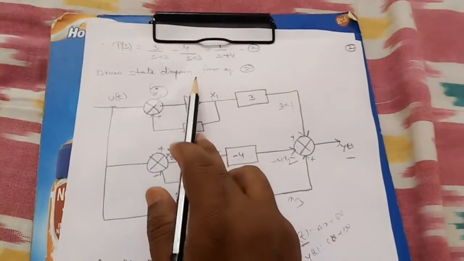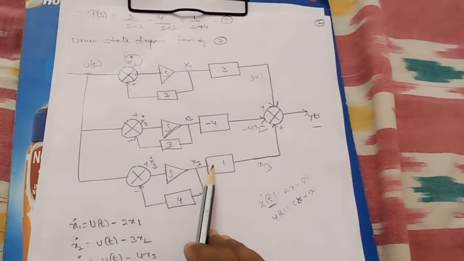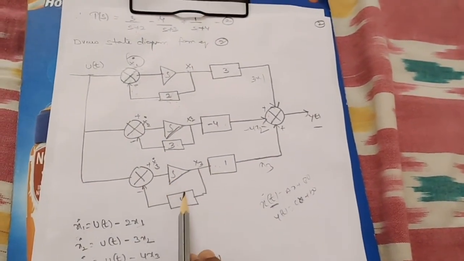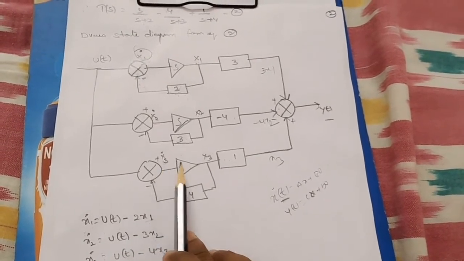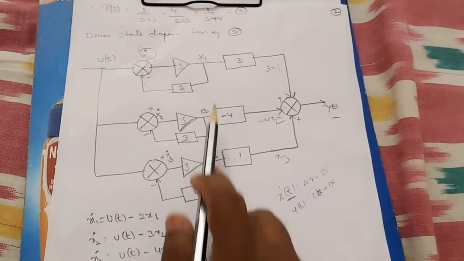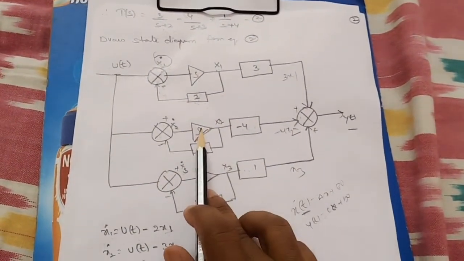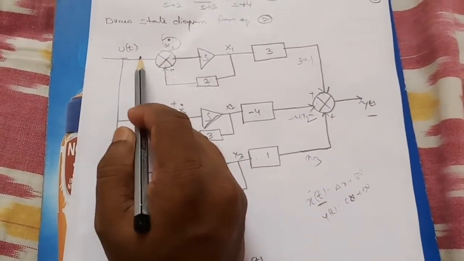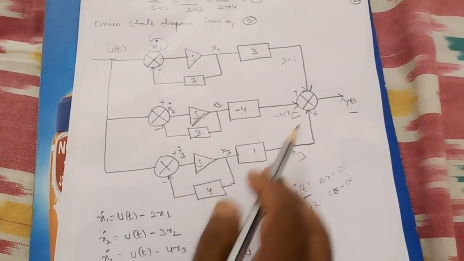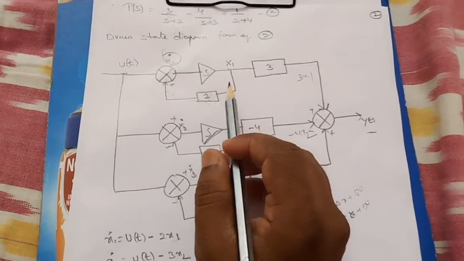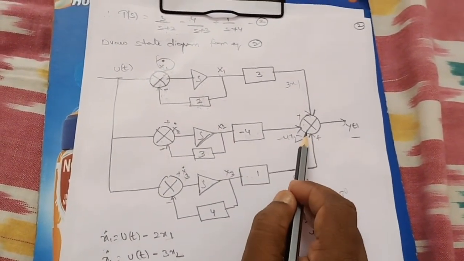Similarly the third one, 1 by s plus 4, is represented like this with these two, and this third one you represent with x3 dot. If you integrate this you will get x3. In this way the total transfer function has been represented in a state model. For everything you have to give the input, that is u of t, for the first, second and third. And finally all these outputs should be added at one particular summing point.